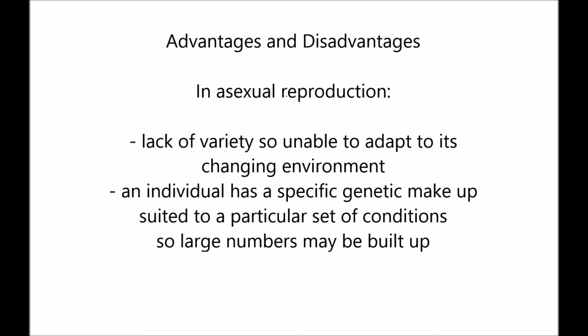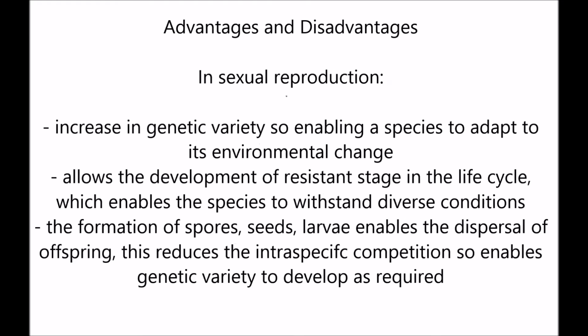Advantages and disadvantages of the two methods of reproduction. In asexual reproduction, there is a lack of variety, so it's unable to adapt to a changing environment. However, an individual has a genetic makeup suited to a particular set of conditions, so large numbers may be built up. In sexual reproduction, there is an increase in genetic variety, so it enables a species to adapt to environmental change.